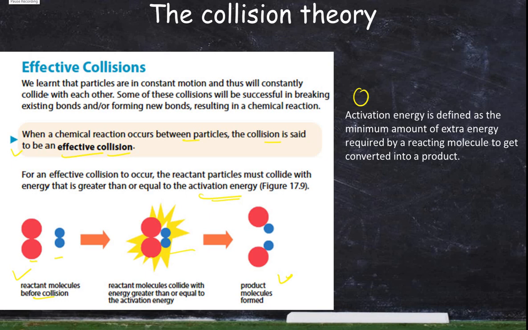Now in the rate of reaction, you will see all these parameters, whatever will affect the rate of reaction, are all dependent on whether effective collision is happening or not. If effective collision happens between particles, you will see the products.